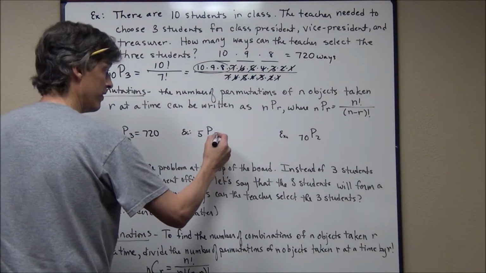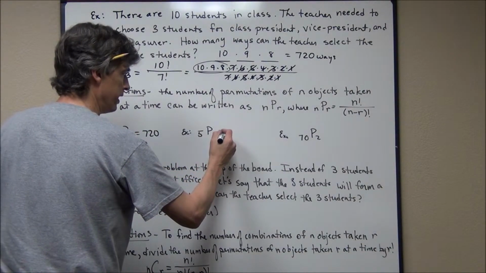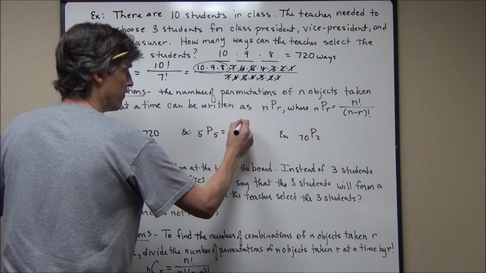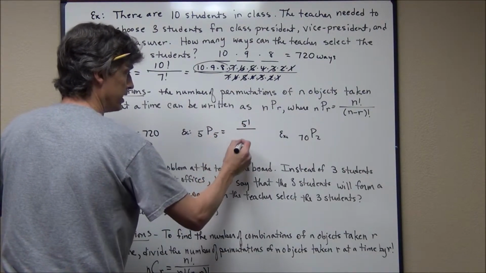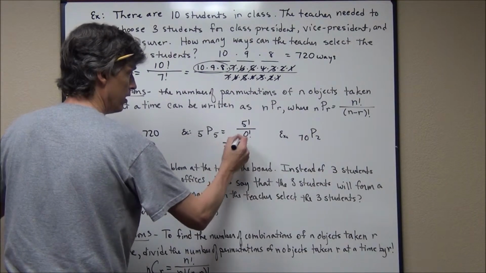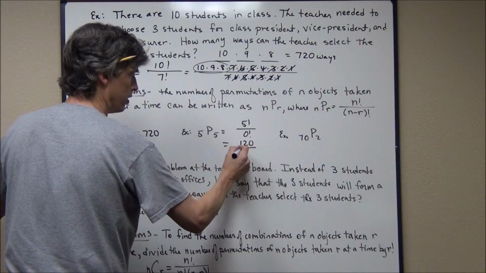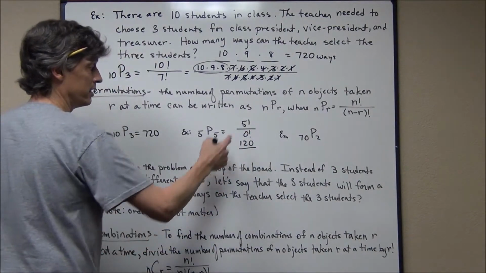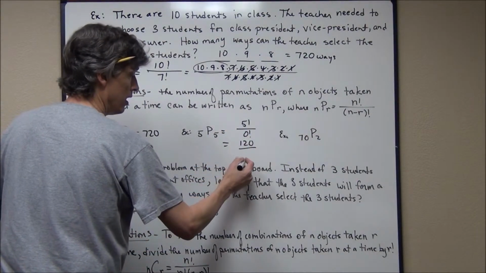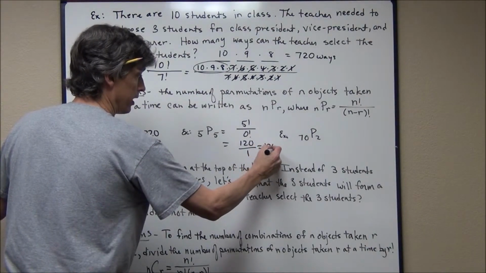5 things taken 5 at a time. Well, this would be equal to 5 factorial all over 5 minus 5, which is 0 factorial. This is 5 times 4 times 3 times 2 times 1. I think we did that before, it was 120. I defined 0 factorial as 1, so this is 120.